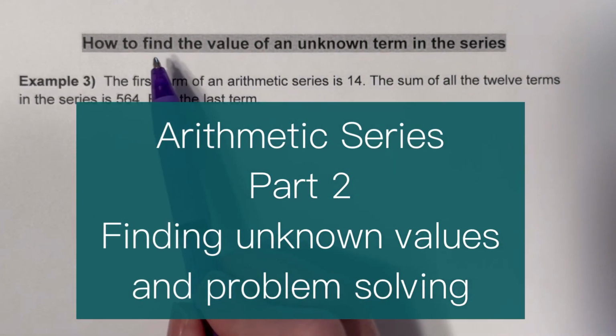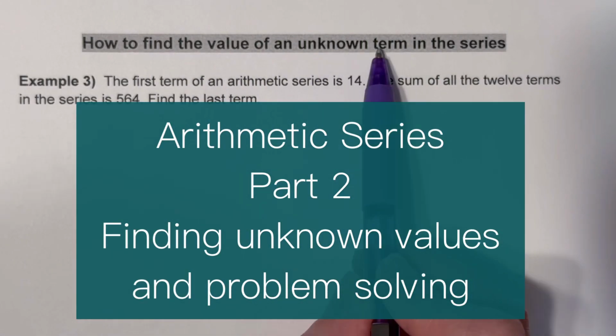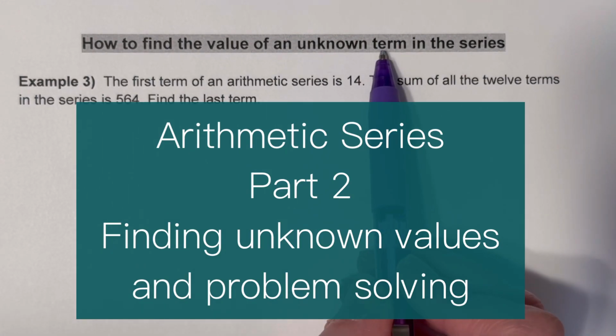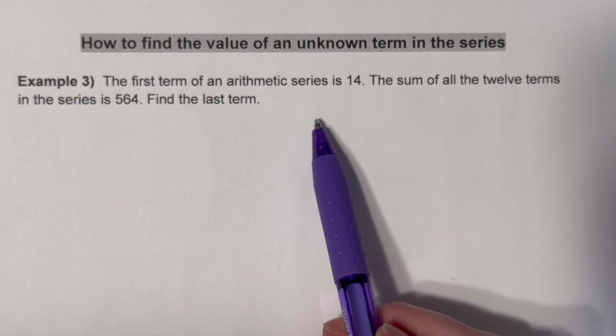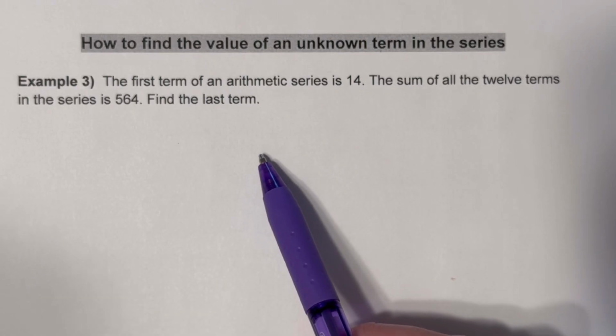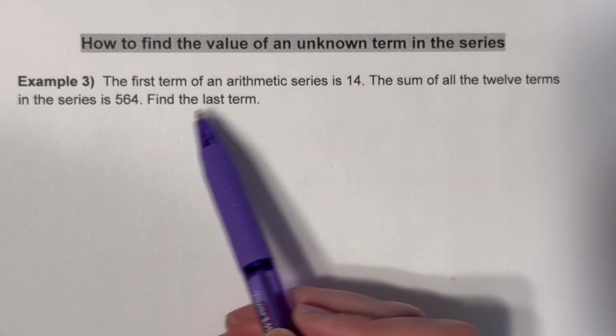All right, let's try another one. How to find the value of an unknown term. In the previous ones, we knew the first term and the last term, but we didn't know the number of terms. Now we're going to switch out our unknown.